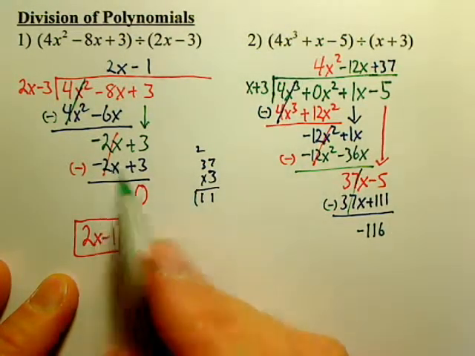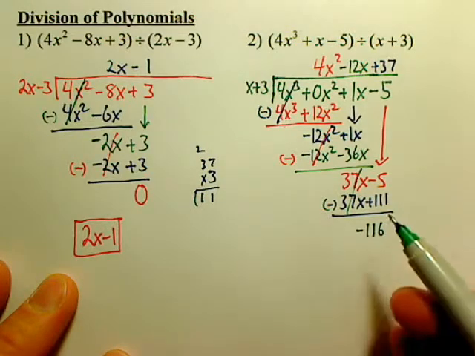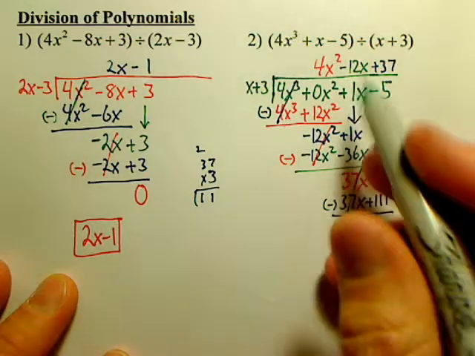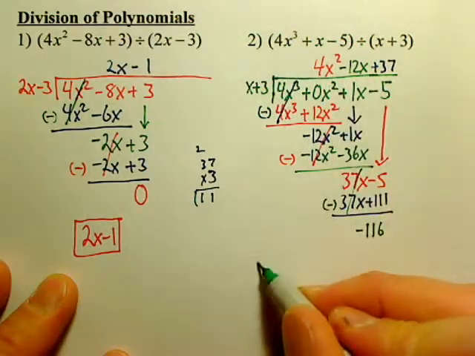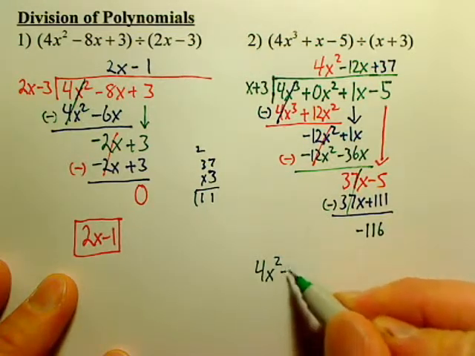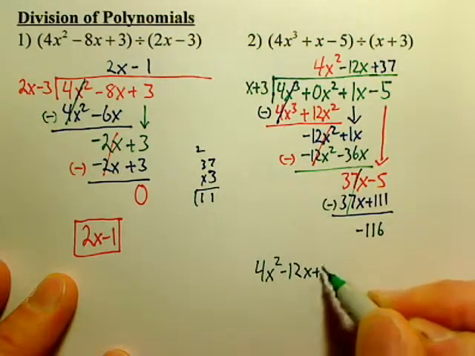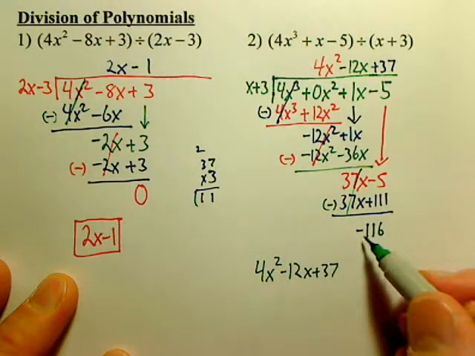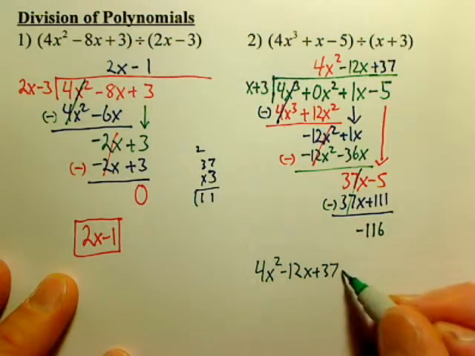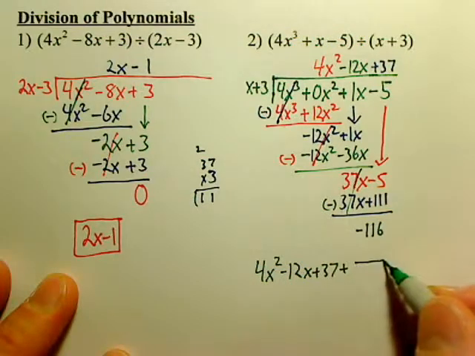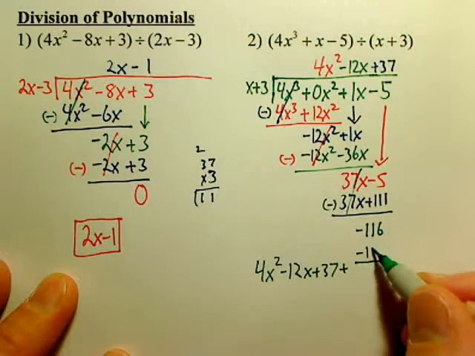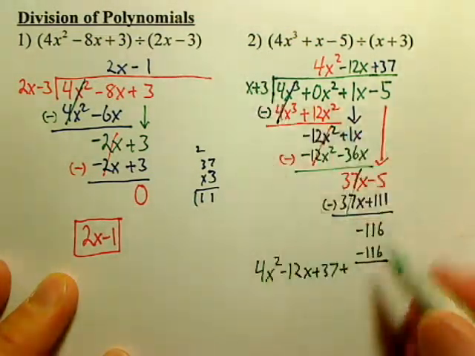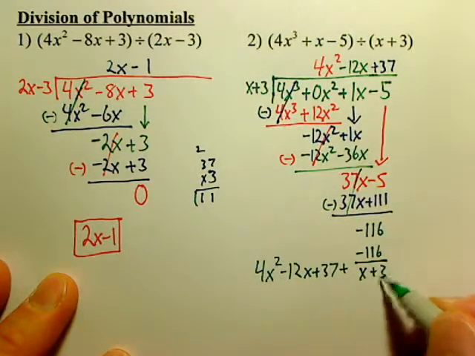Now what do we do with this remainder? The previous problem didn't have a remainder. When you have a remainder, here's how you write it. Ready? This is your answer. Your answer is 4x squared minus 12x plus 37. Now, since this is next, you can do it two ways. I'm going to put plus, and the remainder is negative 116 over the divisor of x plus 3.